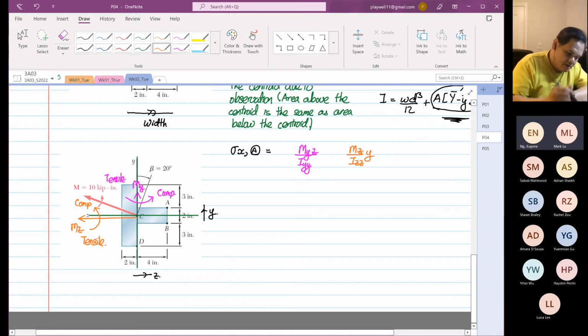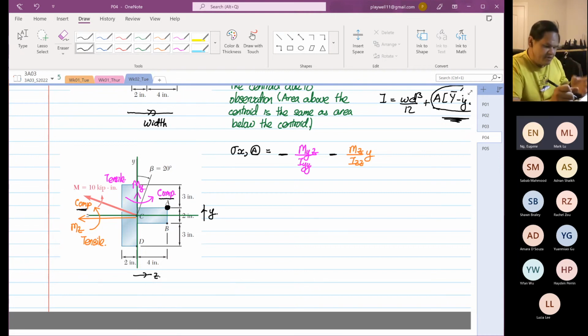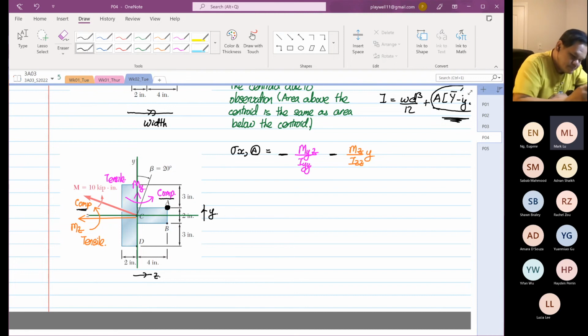Okay, so let's focus on point A. So point A is this point over here, right? So My is going to induce a compression at point A, right? So we know that this is minus. And then Mz is also going to induce a compression at point A. So both are what? Minus. That's why I've been telling you, don't worry about positive and negative. By looking at the moment vectors, you will know.